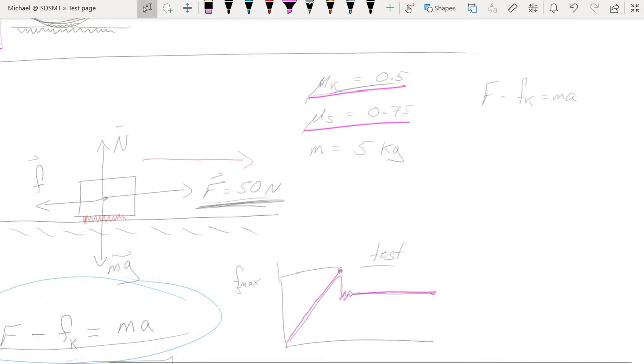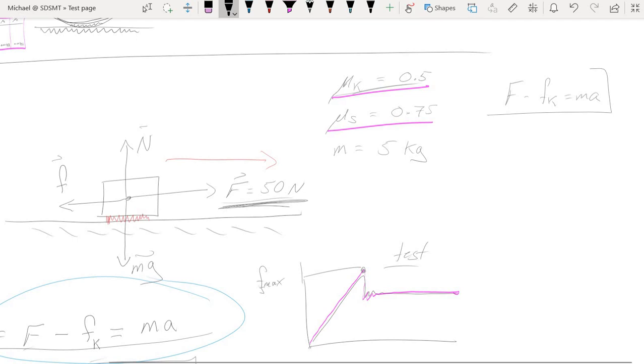That is going to be placed into our equation up here. We had an applied force of 50 newtons. We had a kinetic friction value of 24.5. And that has to tell us how our mass accelerates. So we put all that together, 50 minus 24.5, that's 26.5 equals ma. The mass of the block is 5 kilograms, so we'll divide each side by the 5 kilograms.